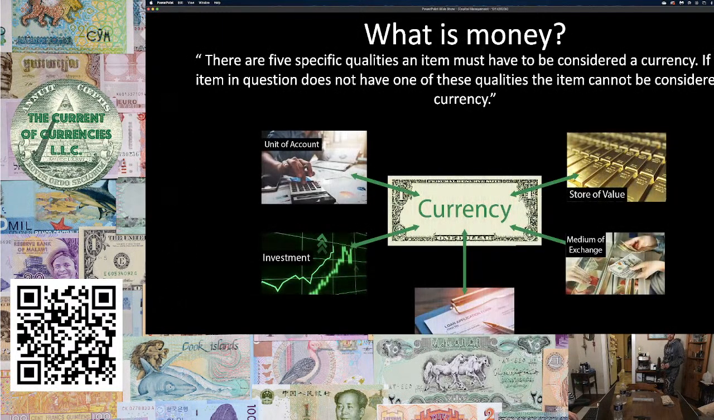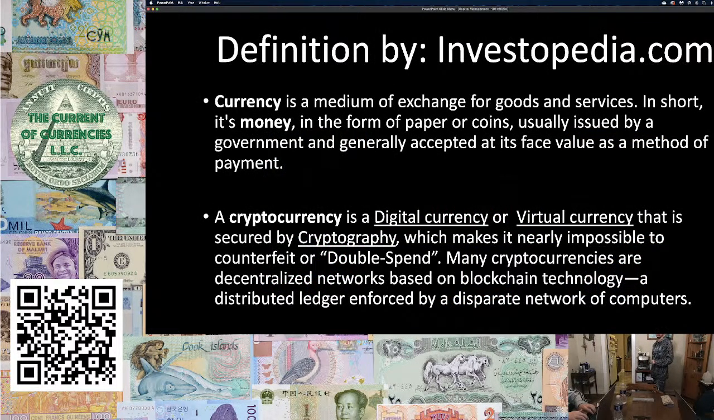So what is money? There are 5 specific qualities an item must have to be considered a currency. If this item in question does not have one of these qualities, it can't be considered a currency. So, one, the definition of a currency is a medium of exchange for goods and services. In short, it's money in the form of paper or coins, usually issued by a government and generally accepted at its face value as a method of payment.